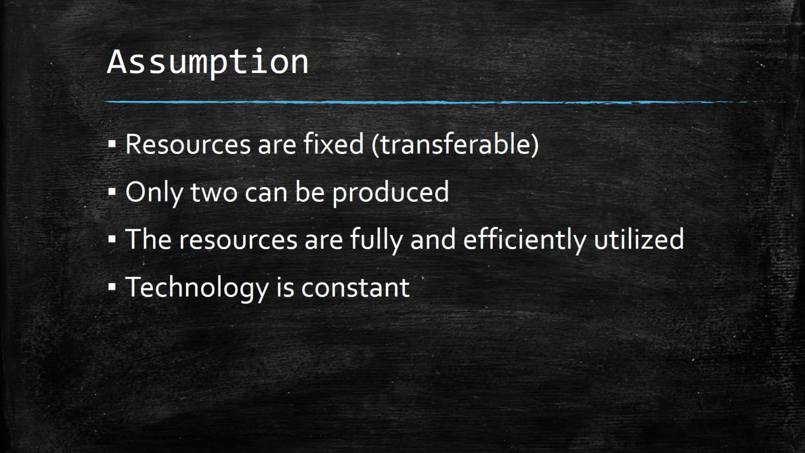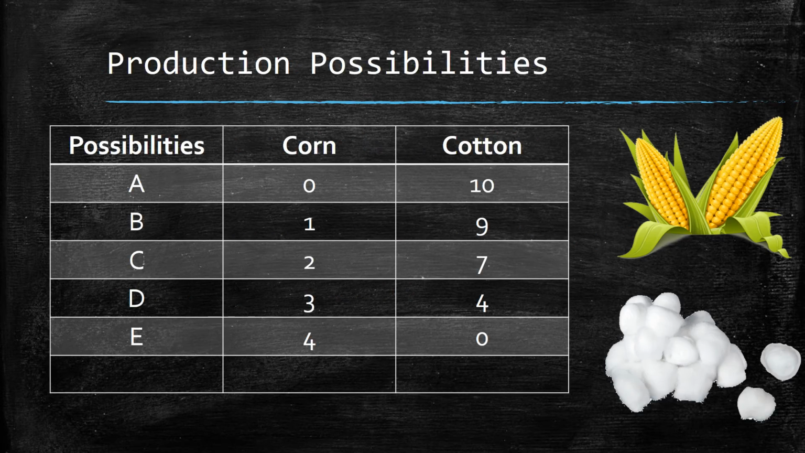So we're going to explain the production possibility curve using a table. It consists of three columns: possibilities, corn, and cotton. In this example, we can produce two goods. One is corn and one is cotton. Corn is related to agriculture, while cotton comes under industrial goods. So what are the possibilities we have in the production of corn and cotton?